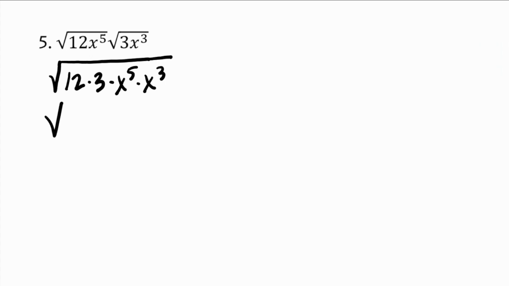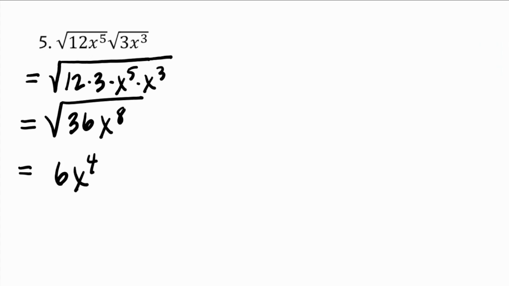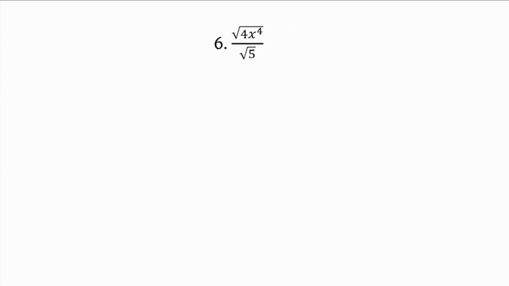So I'm going to say that's the square root of 36 times x to the 5 plus 3, which would be 8 total powers of x. Then the square root of 36 is 6, and the square root of x to the 8 is going to be x to the 4, right? Half the power. So I've got 6x to the 4th.